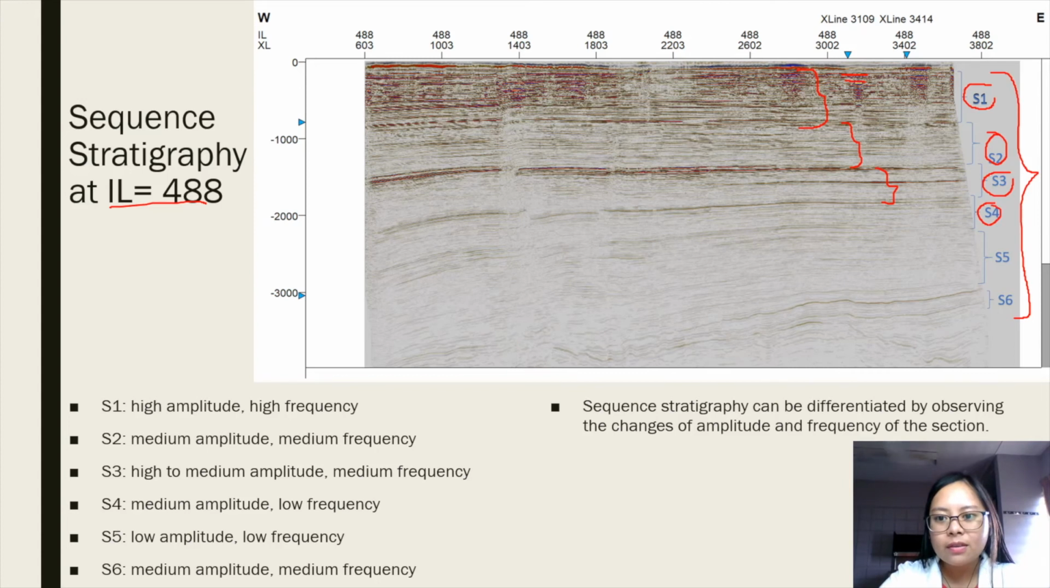While the fourth sequence stratigraphy has medium amplitude with low frequency, where we can see the lines are farther from each other. At the fifth sequence stratigraphy, it has low amplitude with low frequency. And for the last one, the sixth sequence stratigraphy, this section has medium amplitude with medium frequency.